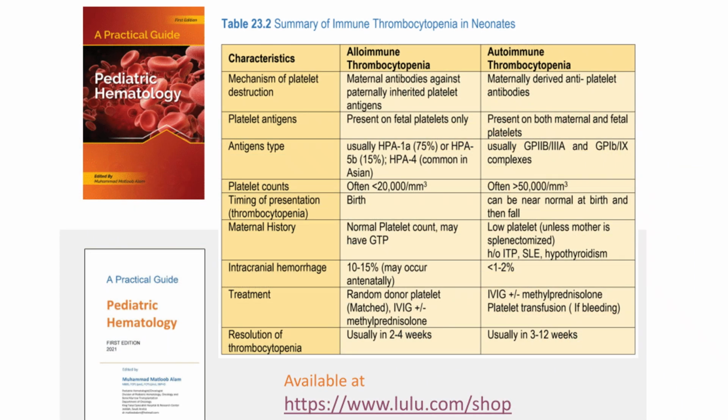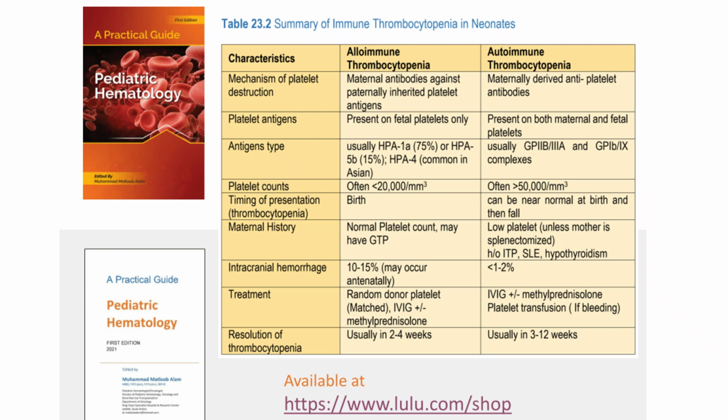This table helps differentiate alloimmune from autoimmune thrombocytopenia, key for accurate diagnosis and management. The main distinction lies in antibody targets. In NAIT, maternal antibodies attack paternally inherited fetal platelet antigens that the mother lacks. In maternal ITP, maternal autoantibodies target antigens found on both maternal and fetal platelets. This explains why maternal platelets are therapeutic in NAIT, but not helpful in ITP.